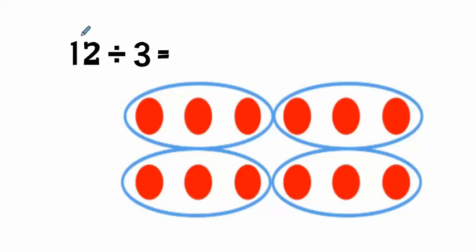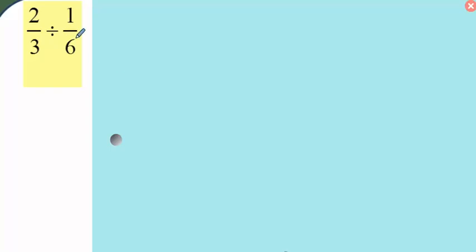Let's remember that division of whole numbers is just, if I have 12 divided by 3, that means I have 12. That's what I'm starting with, and I'm dividing it into groups of 3. So if I look at this, I have 1, 2, 3, 4. I have 4 groups. So dividing is just breaking something into parts.